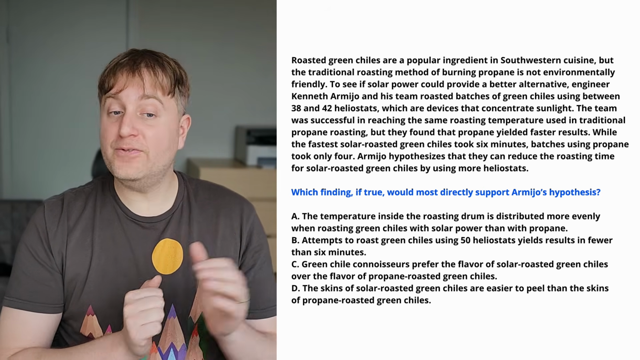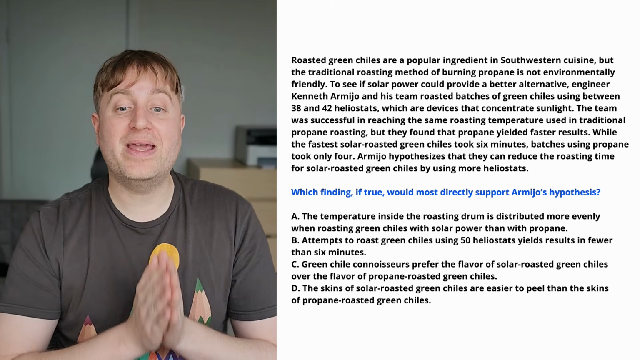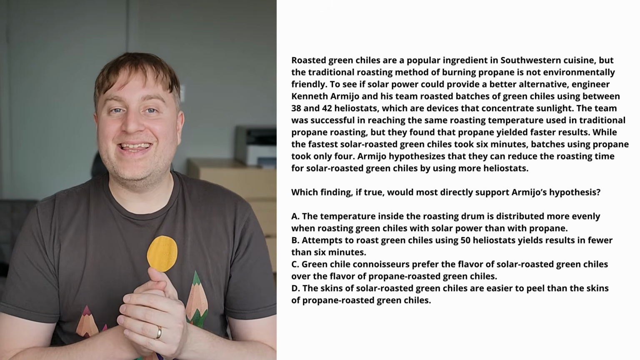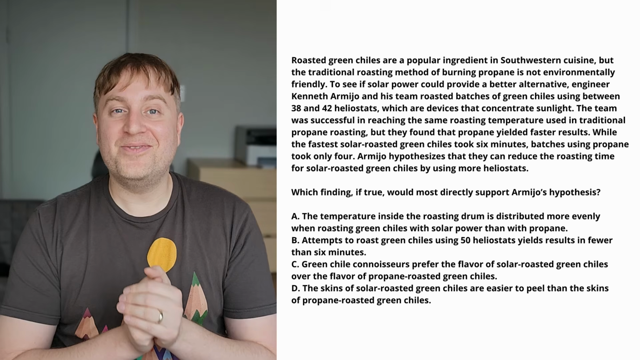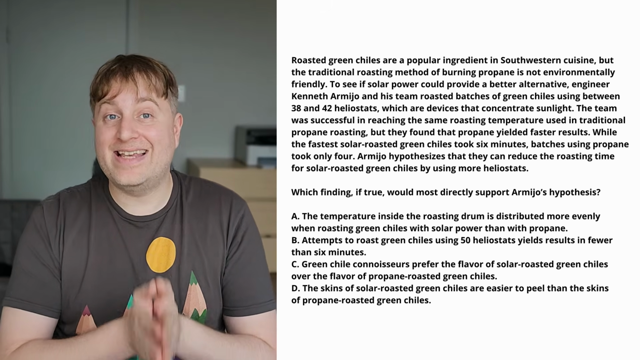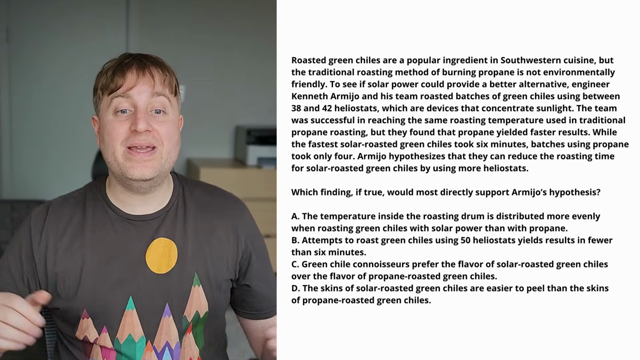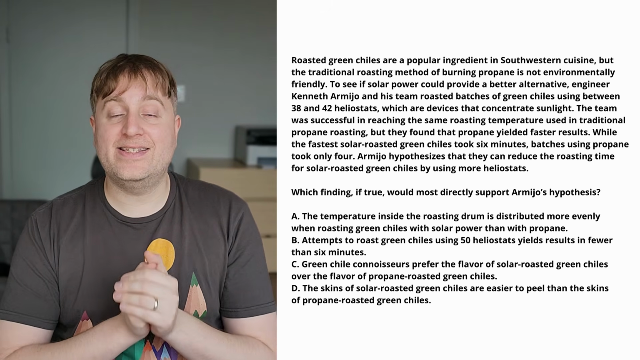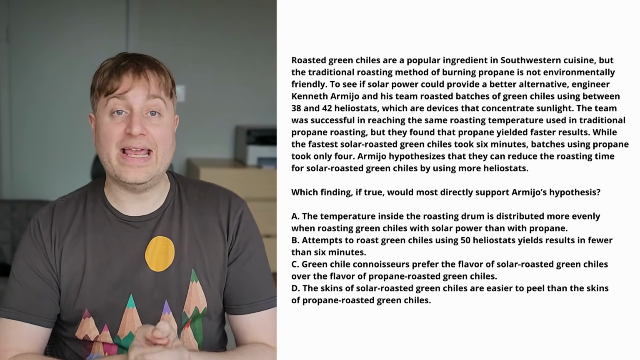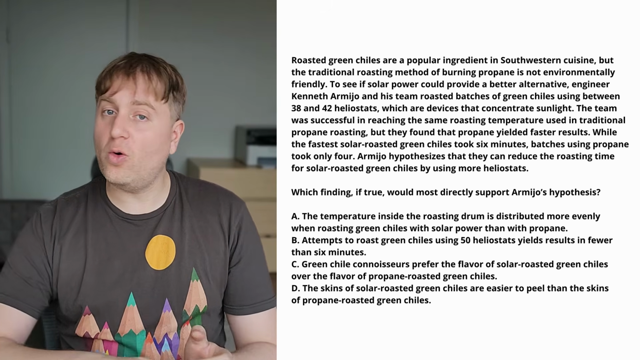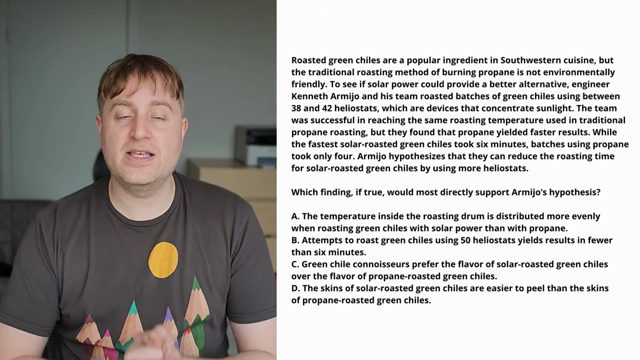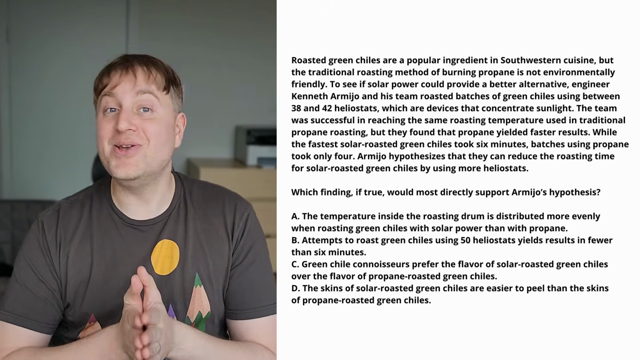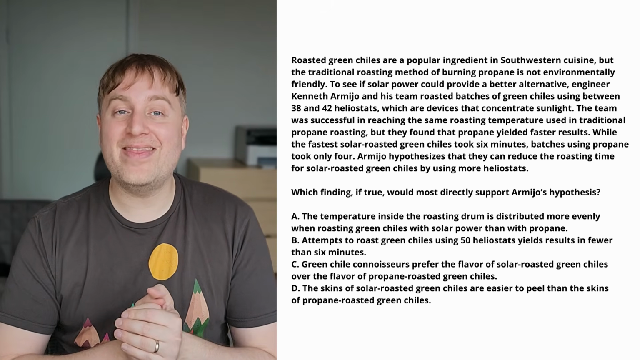So first we're going to read the question and figure out what it is we need to know. Which finding, if true, would most directly support Armijo's hypothesis? Now just looking at the text, I can guess that a lot of the relevant information is going to come in that last sentence because it begins, Armijo hypothesizes that. However, I'm not just going to read that sentence. Instead, I'm going to start from the beginning. And the reason I'm going to do that is because in order to understand that final sentence, there's a good chance I'm going to need to know what comes before it. So let's try that right now.